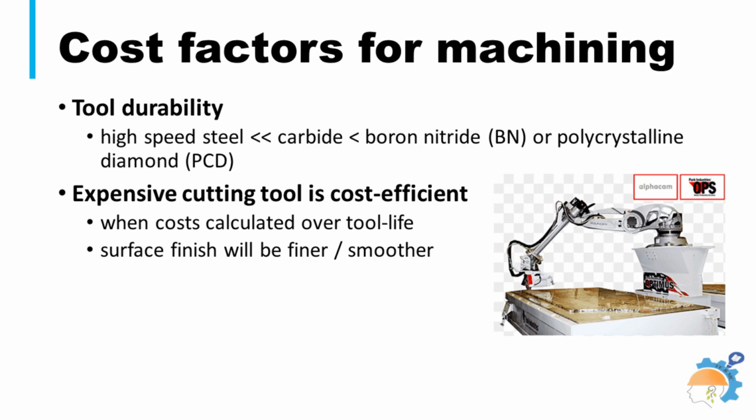PCD end mills work well for orthogonal cutting such as slotting, trimming, and pocketing. Sharp tools are a necessity when machining composites. Once cut, edges can be finished with light sandpaper or a file.